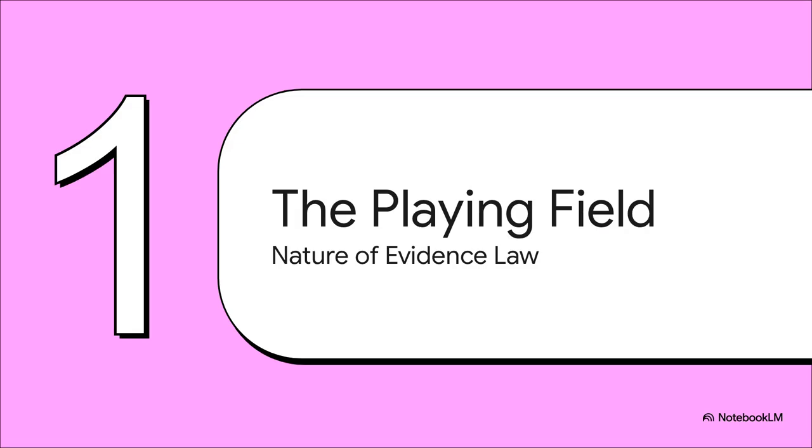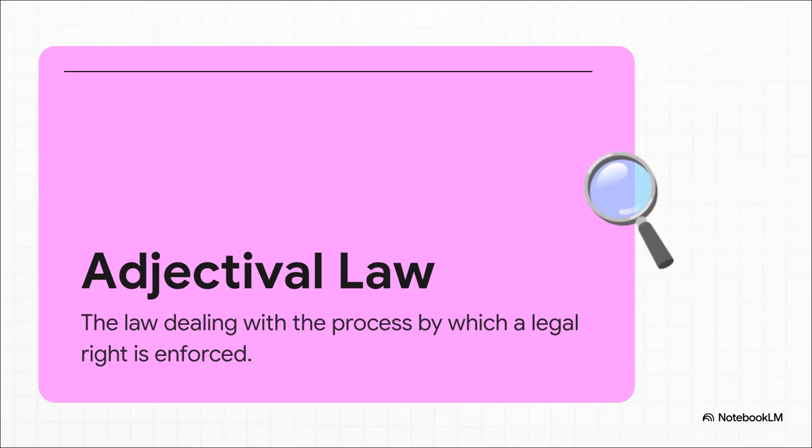So, let's open up the playbook. First things first, before we even think about tactics, we have to understand the field we're playing on. What is evidence law really? What's its nature? The very first thing you've got to get your head around is that evidence law is what we call adjectival. That just means it's not about the substantive rights themselves, like what actually makes up a breach of contract. Instead, it's the rulebook that governs how you prove that breach in court. It's all about the process, the procedure. It's the how-to guide for every single piece of litigation.